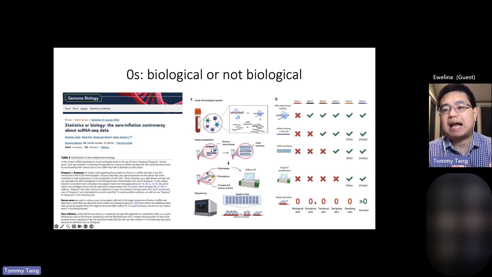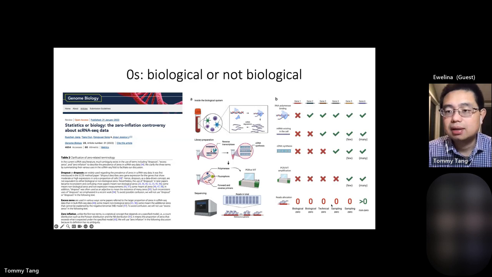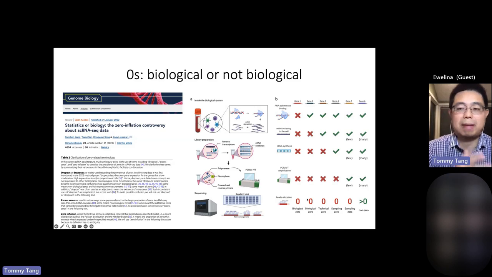Non-biological zeros represent missing values artificially introduced during the generation of single cell RNA sequencing data. For example, it could be the cDNA synthesis or PCR, and also sequencing depth. This paper really clarifies several terms, including dropouts and zero inflation.